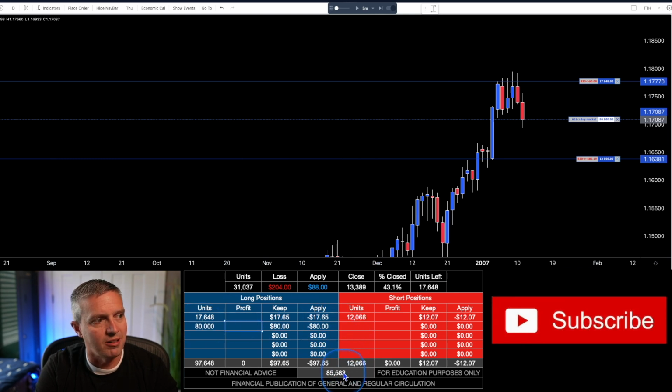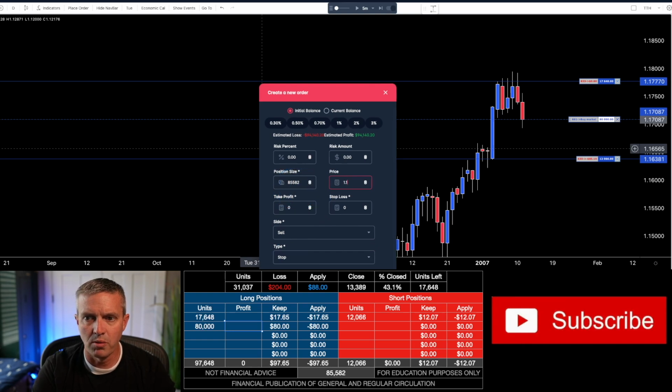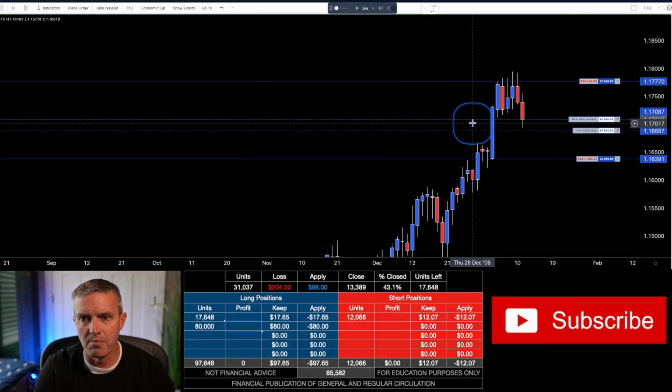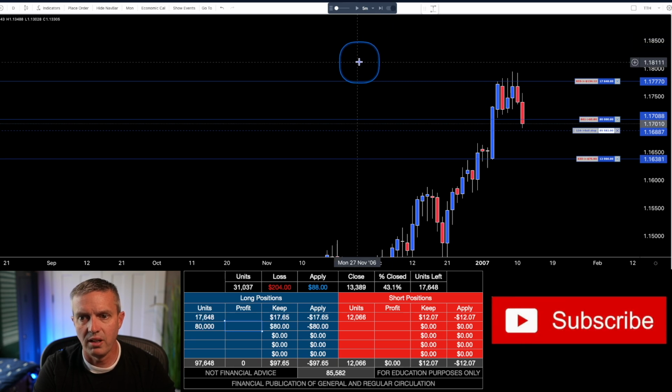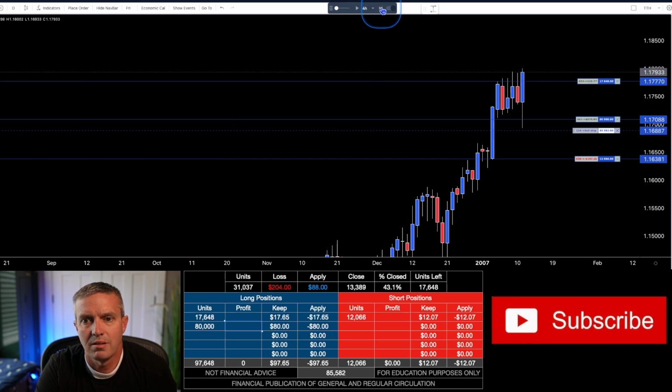Now we're off balance by 85,582. This is going to be a sell stop order right here for 85,582. And this is going to be 20 pips below the market. So 1.16887. Perfect. So now we have a buy at market and our sell stop order in place. Perfect. Let's just see where this market goes. Move it forward 4 hours at a time.